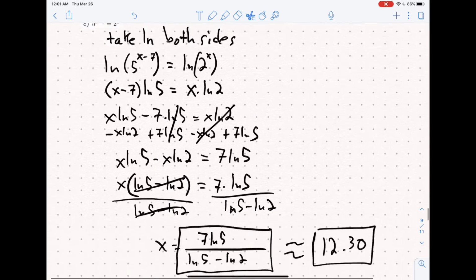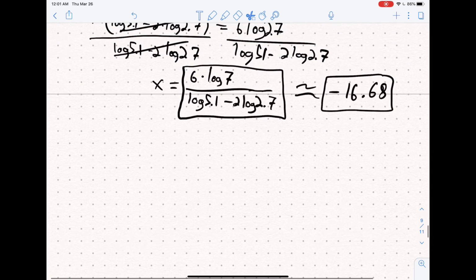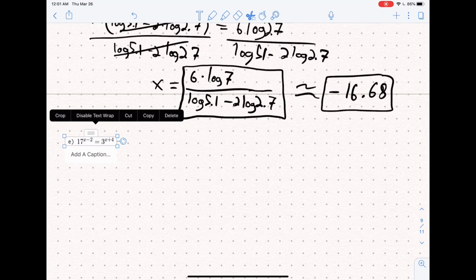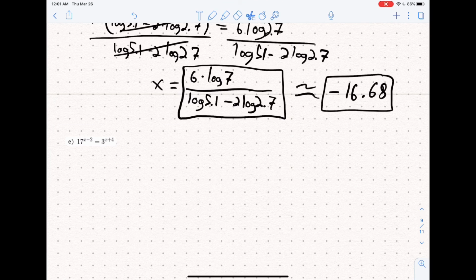Okay, let's take a look at part E. 17 to the x minus 2 equals 3 to the x plus 4. All right. Once again, our first step is going to be take the log of both sides. So what do we have? We have ln of 17 to the x minus 2 is equal to ln of 3 to the x plus 4.